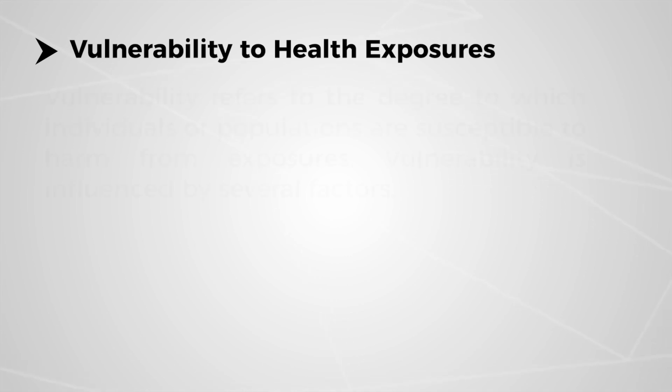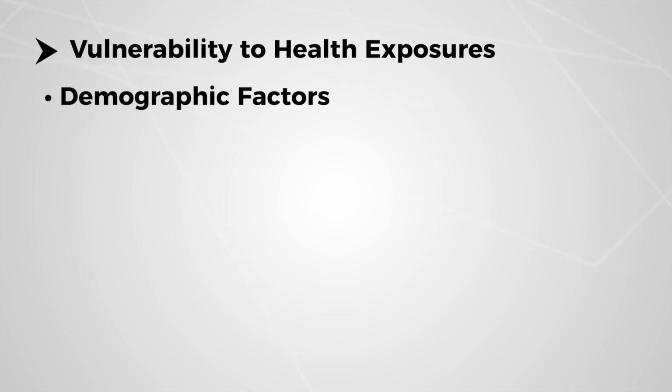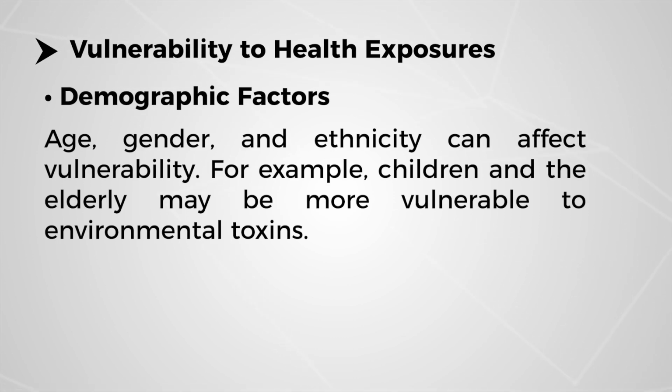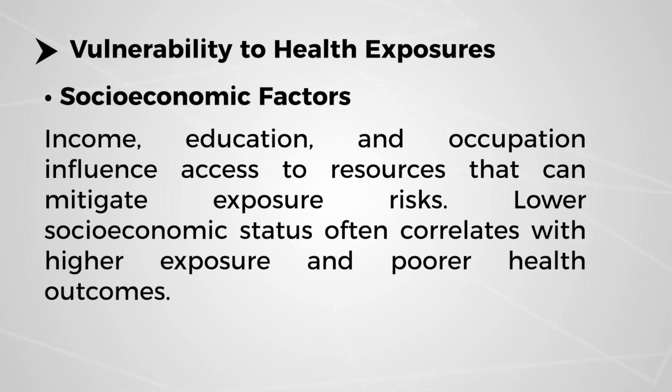So, vulnerability to health exposure: vulnerability refers to the degree to which individuals or populations are susceptible to harm from exposures. There is a demographic factor, for example age, gender and ethnicity, and these can affect vulnerability. For example, children and the elderly may be more vulnerable to environmental toxins. Then we have socio-economic factors like income. Education and occupation influence access to resources that can also mitigate exposure risk. Lower socio-economic status often correlates with higher exposure and poorer health outcomes.